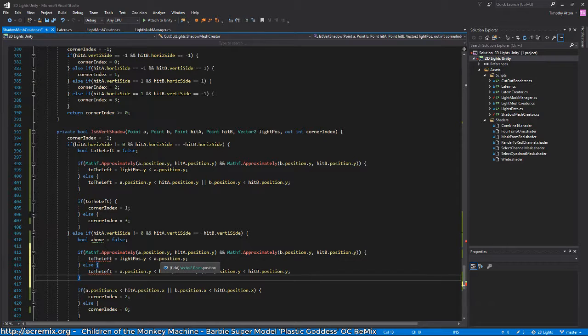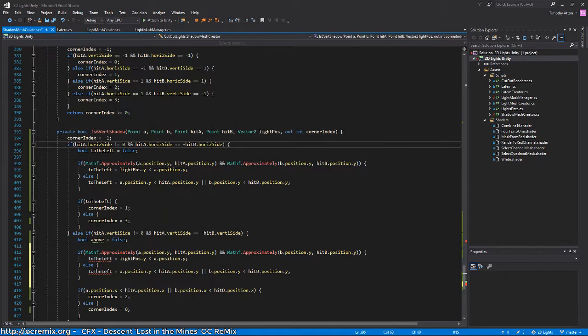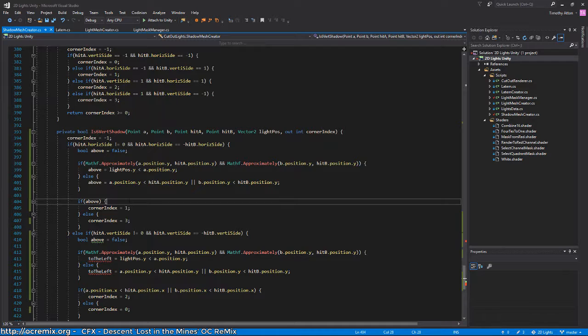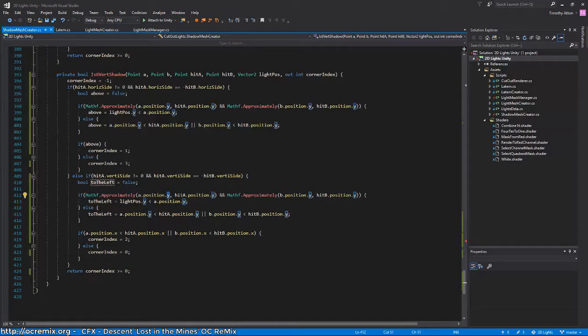Wait, I'm confused here. No, I had it right, because here we're checking the horizontal side, but then the Y position. Oh yeah, see, this is if they're on opposite horizontal sides, so the shadow is either above or below, so I was right the first time. Sorry, it's been a long day. Okay, and then this is to the left. I gotta switch all this to use X instead of Y. And I have a feeling I might have this backwards, but it'll be easy to test.